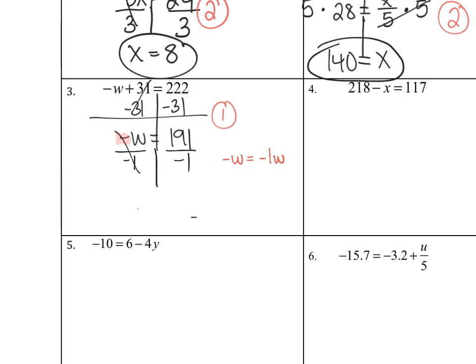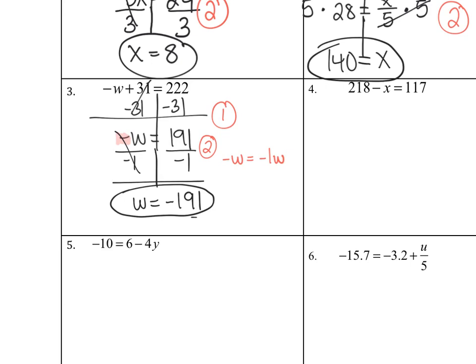So when I do that, I now get a final answer of W equals 191 divided by negative 1, which is negative 191. So my final answer is W equals negative 191. And again, I did my two steps. I did the adding and subtracting, and then I got rid of the multiplying and dividing.